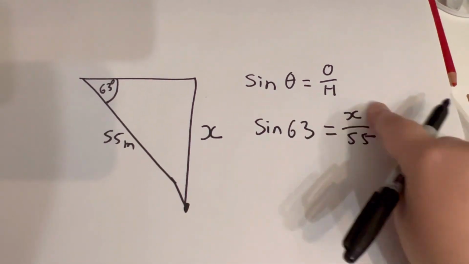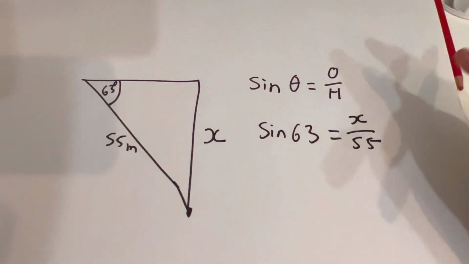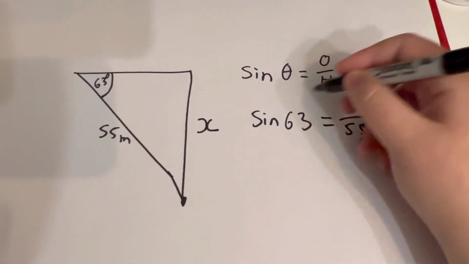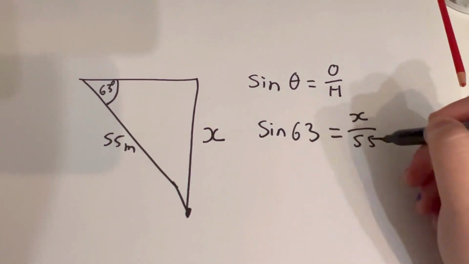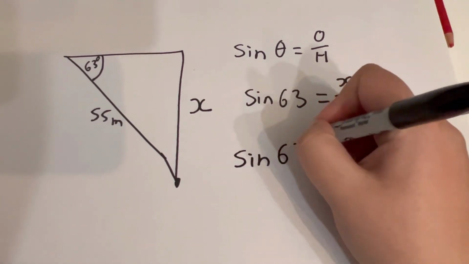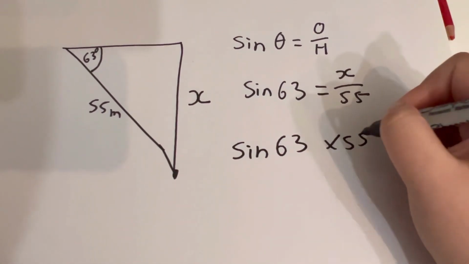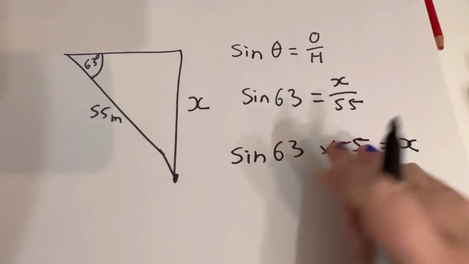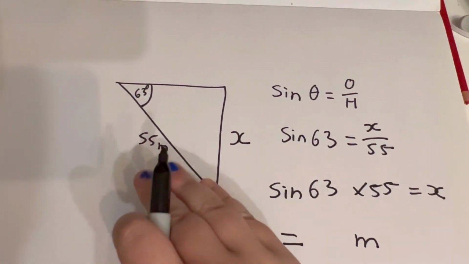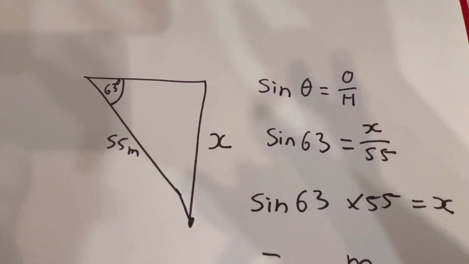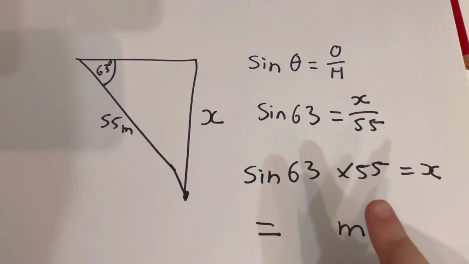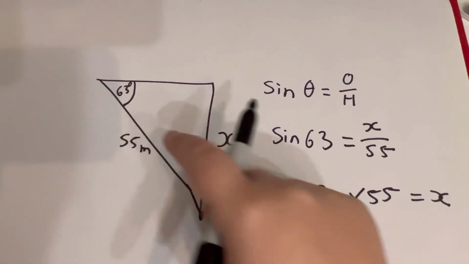Now, we rearrange this. When you rearrange an equation, you invert the operation. So because it's x divided by 55, if we times this whole thing by 55, it gets rid of the 55 down the bottom and brings it over to this side, which turns it into sine of 63 times 55 equals x. Punch that into your calculator, and that's your answer, and that will be in meters. Make sure you use the same units, and always write your units on your answer. So if it's meters or if it's degrees, like for an angle, make sure you use it.